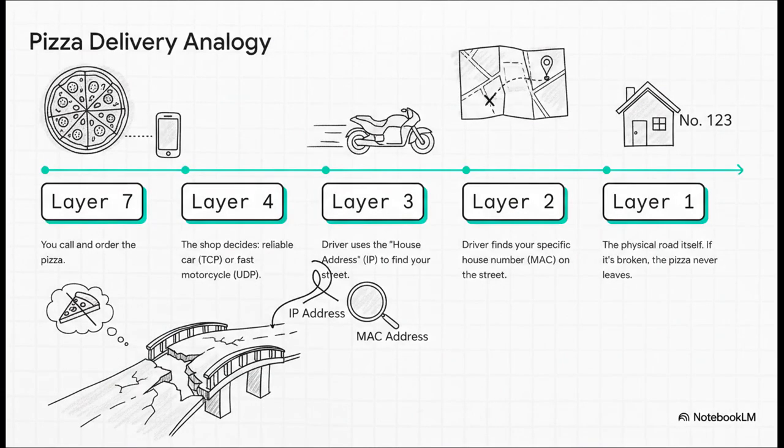And hey, if you ever need a quick and dirty way to remember all this, just think about ordering a pizza. Layer 7 is you calling and ordering the pie. Layer 4 is the shop deciding how to send it, reliable car or a fast motorcycle. Layer 3 is the driver using the IP address to find your street. Layer 2 is them using the MAC address to find your specific house number on that street. And of course, Layer 1 is the physical road itself. If the road is washed out, none of the other stuff matters, and you're not getting your pizza.